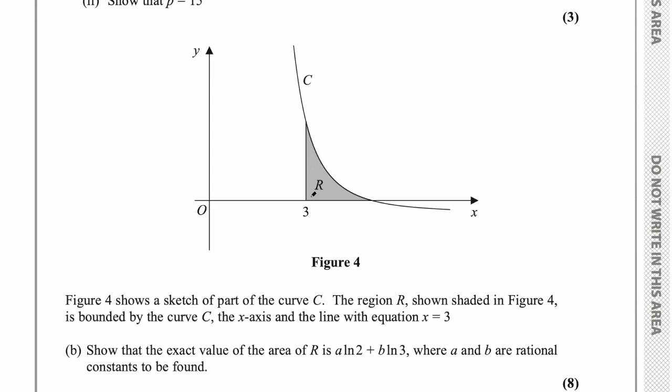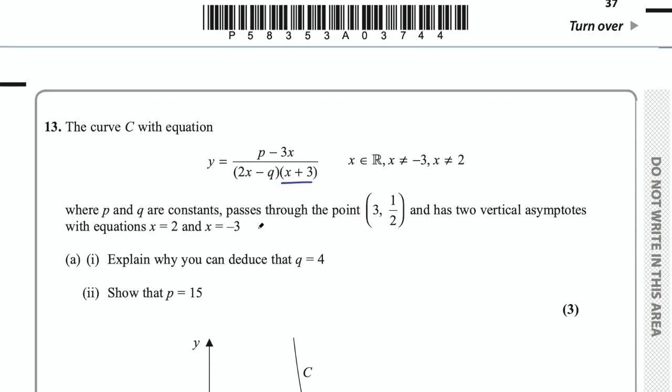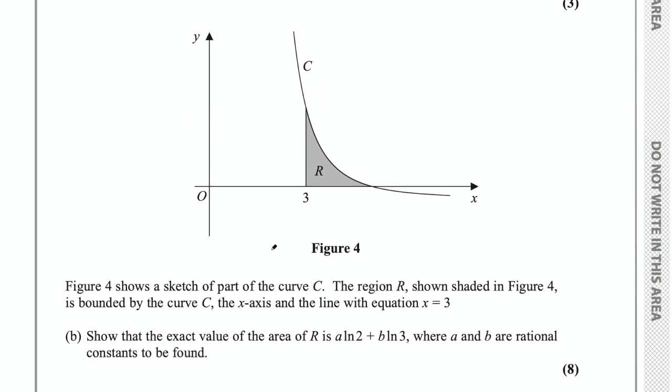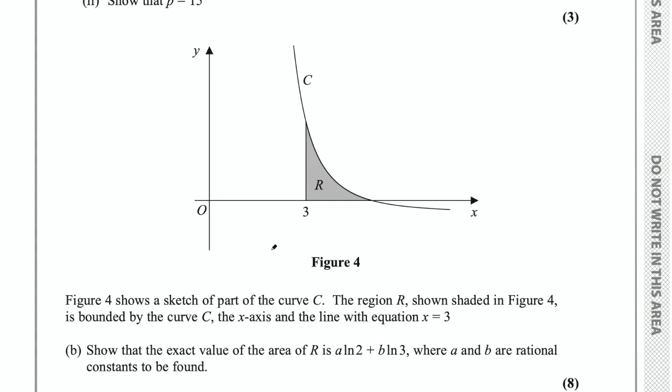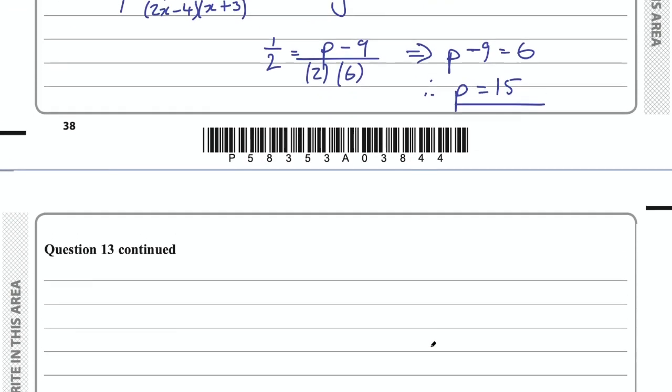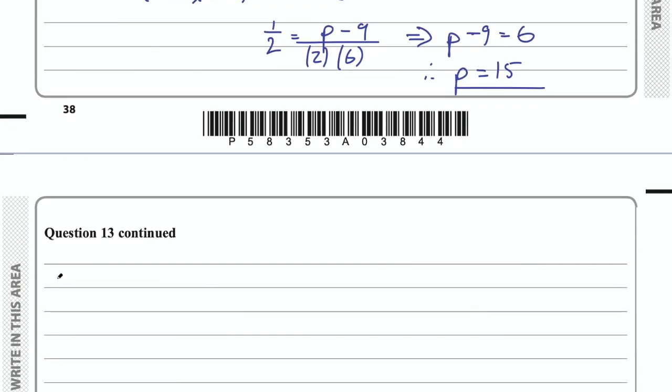We're going to be using integration to find this area, and I guess what makes this difficult is firstly having to integrate this expression here, or this equation, and then there's going to be some tricky work with logs as well towards the end. But let's get started on part B. Let's firstly write out the expression we're working with again. So we've got y equal to (15 take 3x), because now we know that p equals 15, and then we've got (2x take 4) multiplied by (x plus 3) in the denominator.